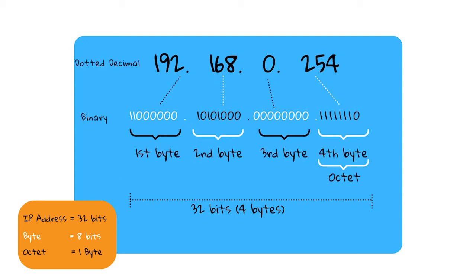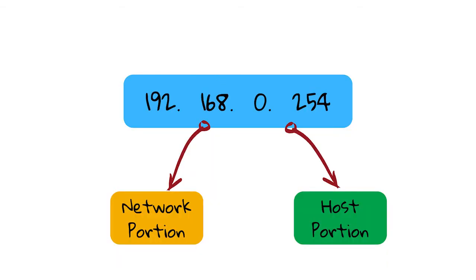So if we look at our diagram, you'll notice that I wrote the address in the dotted decimal notation on the top, and then I wrote the equivalent in binary. But I separated the bits into 4 segments. We have the first byte, the second byte, the third byte, and the fourth. A byte is equivalent to an octet, and each octet is 8 bits. So when we add that all together, we come up with 32 bits or 4 bytes. We have the network portion and the host portion. The network ID identifies the network, and the host ID identifies the individual device on the network.